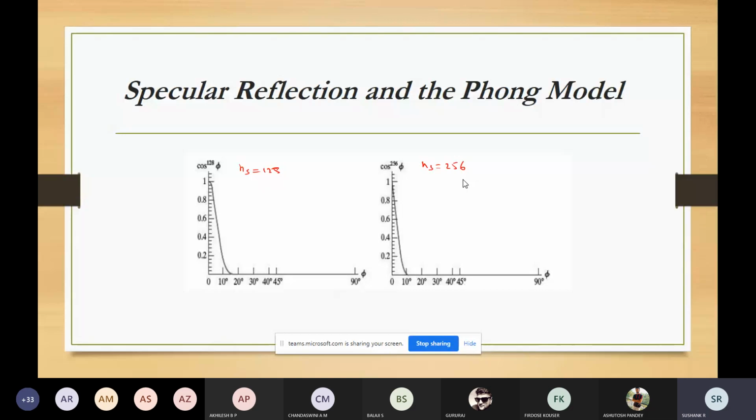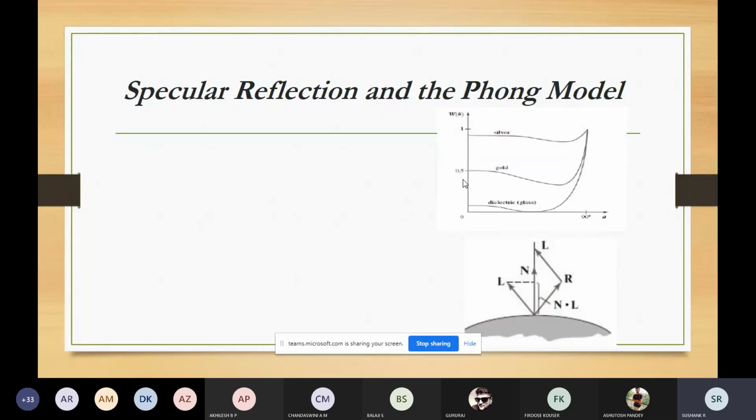specular reflection. So here, two things to keep in mind: the intensity of the specular reflection depends on the angle of incidence as well as the property of the surface. In addition to these two things, you can also consider additional factors like polarization and the color of the incident light.